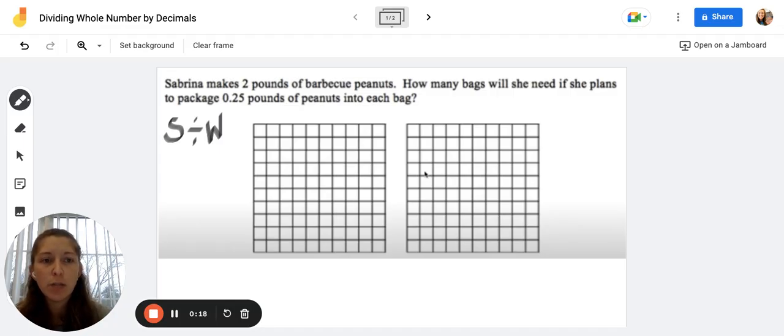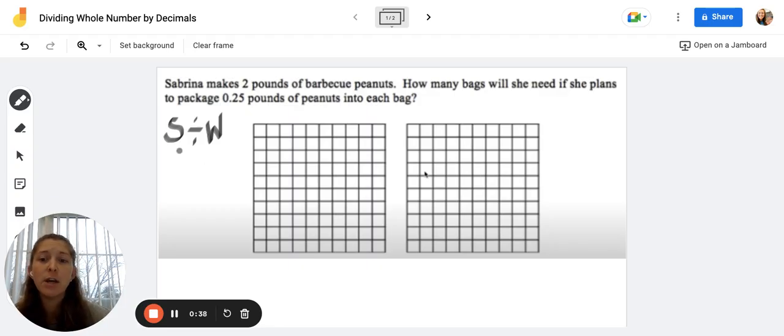The first one we're going to do with an area model, just like we've done with multiplying decimals and dividing decimals by whole numbers. The word problem that we're starting with says Sabrina makes 2 pounds of barbecue peanuts. How many bags will she need if she plans to package 2,500 pounds of peanuts into each bag?